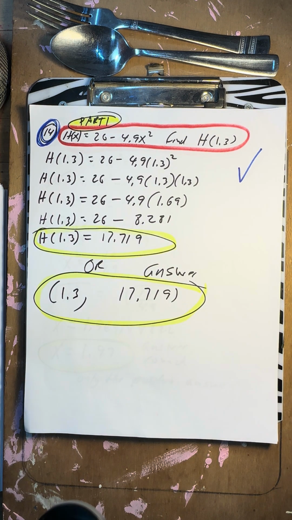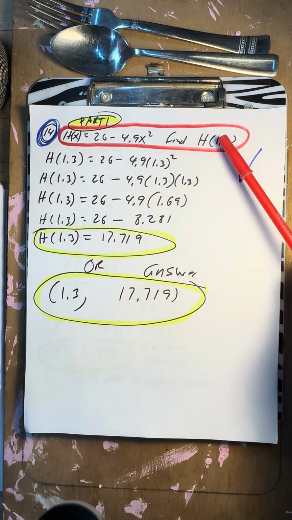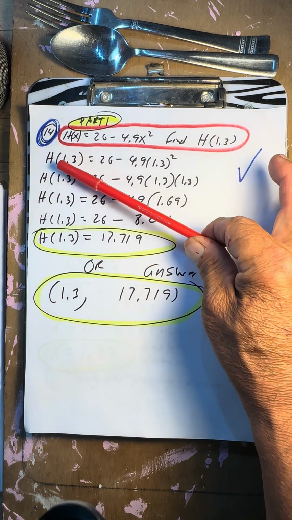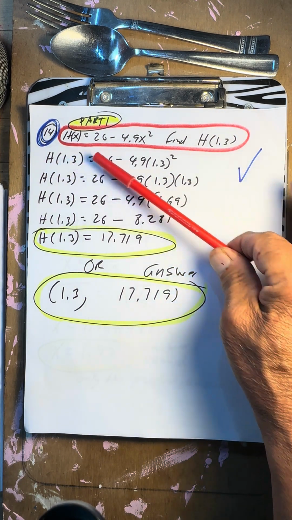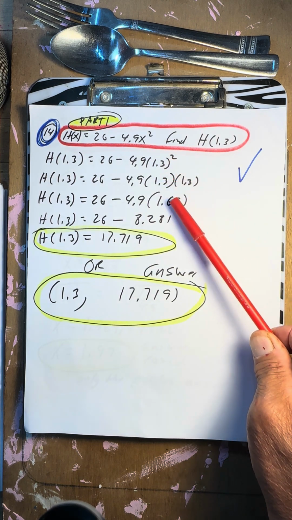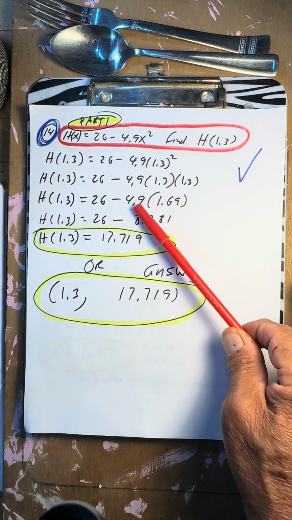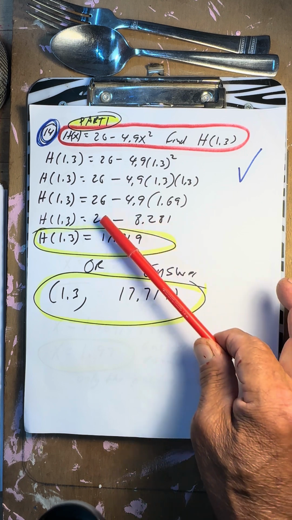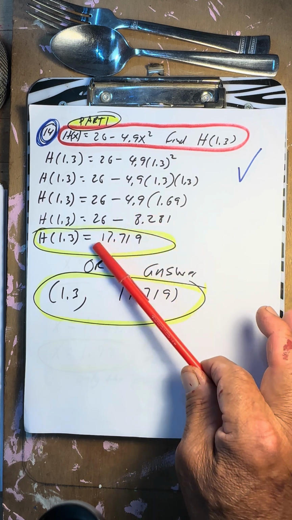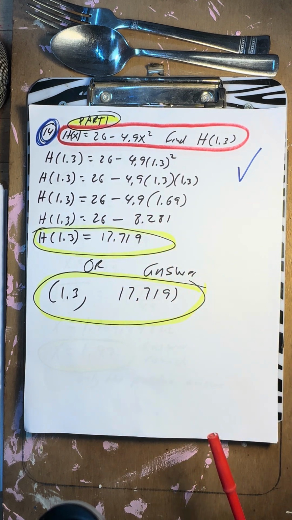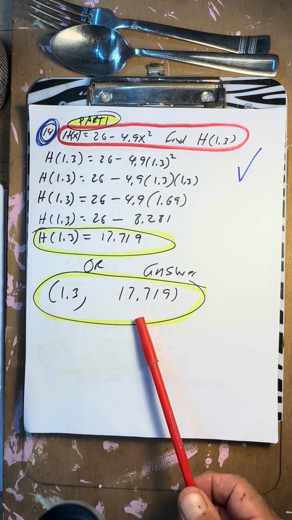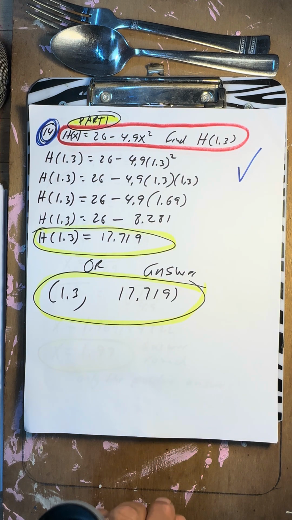This one says find h of 1.3. So where is the x in the function? You're going to put 1.3 there. 1.3 times 1.3 is 1.69, times 4.9 is this number. Subtract those two numbers on your calculator and you're going to get this answer. So at 1.3, what do you get? 17.719.